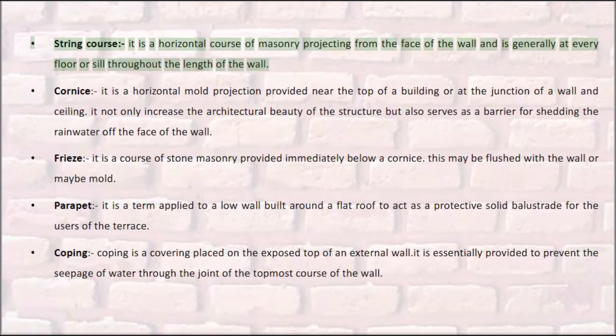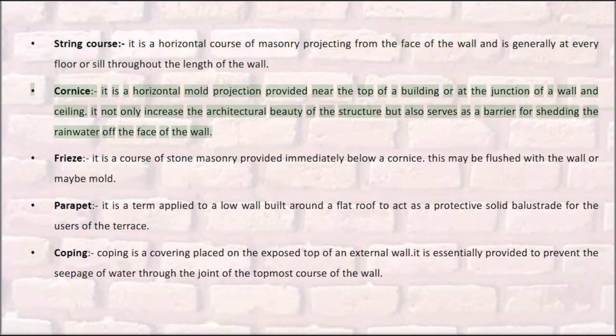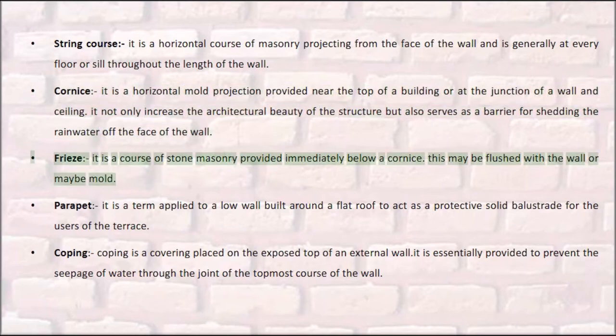String course, it is a horizontal course of masonry projecting from the face of the wall and is generally provided at every floor or sill throughout the length of the wall. Cornice, it is a horizontal molded projection provided near the top of a building or at the junction of a wall and ceiling. It not only increases the architectural beauty of the structure but also serves as a barrier for shedding the rainwater off the face of the wall. Frieze, it is a course of stone masonry provided immediately below a cornice. This may be flushed with the wall or may be molded.